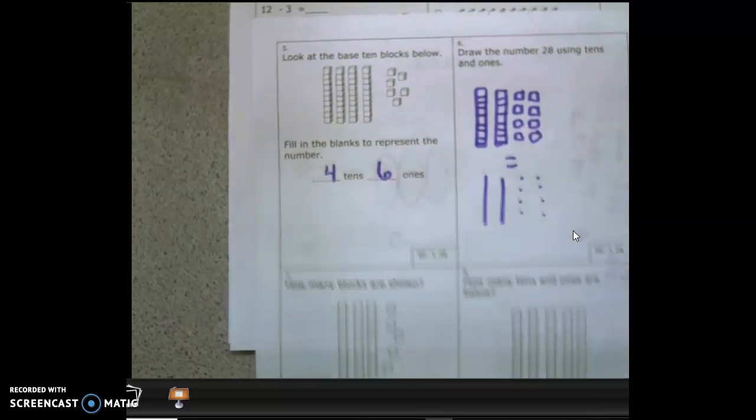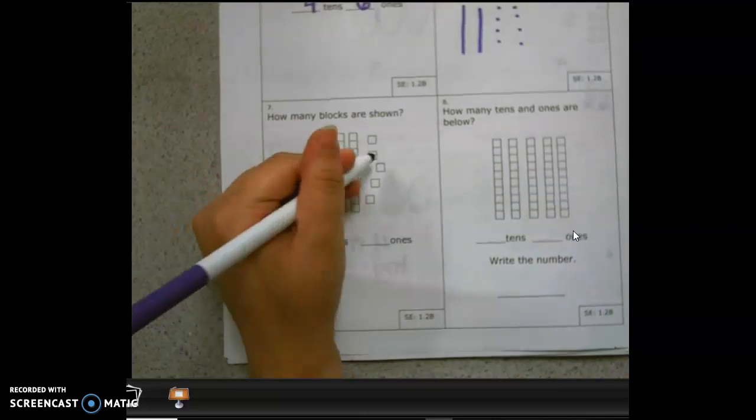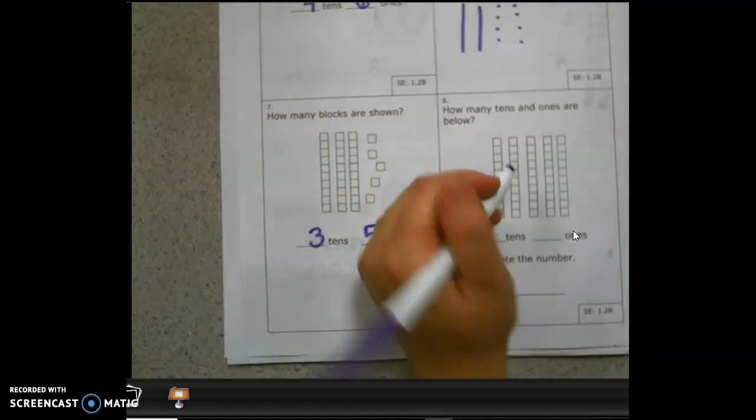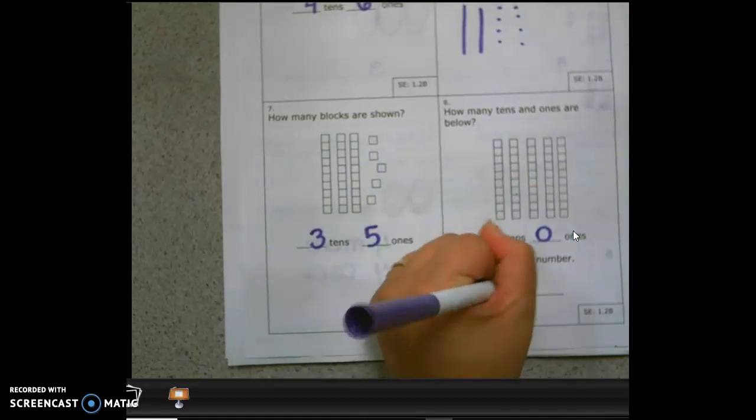This is another one. How many blocks are shown? There's 3 groups of 10 and 1, 2, 3, 4, 5 ones. How many tens and ones are below? 1, 2, 3, 4, 5 groups of 10s, 0 ones, making the number 50.